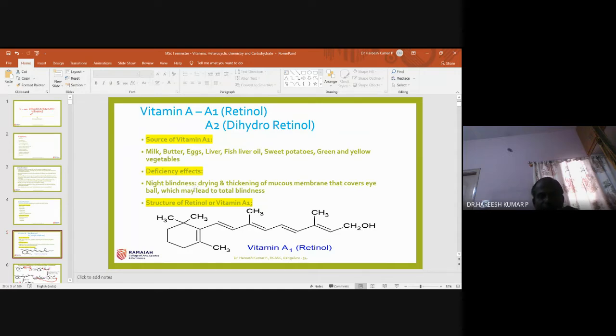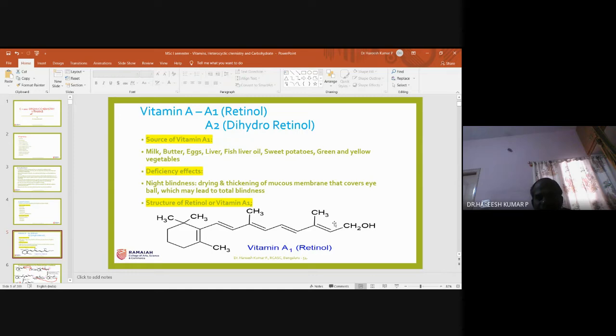So how is it caused? It is caused by drying and thickening of the mucous membrane that covers the eyeball, which may lead to total blindness. This is about the deficiency effects. And the structure of retinol, or vitamin A, is this one.